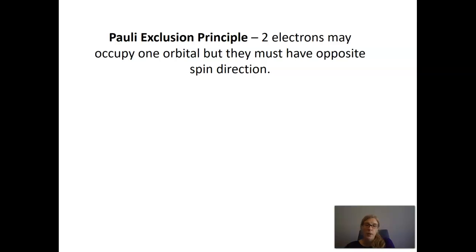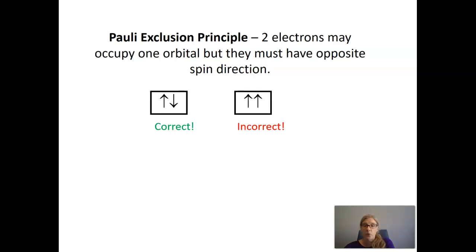The first rule is the Pauli exclusion principle, and it says that 2 electrons may occupy one orbital. So we can have a pair of electrons in a single orbital. But if they're in the same orbital, they must have opposite spin. The way we designate that in our orbital diagrams is with arrows. When we have one arrow pointing up and one arrow pointing down in the same box, which would be the same orbital, then that's correct.